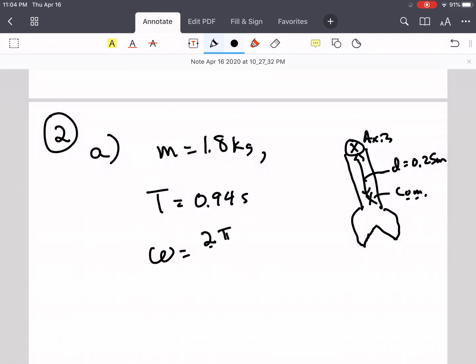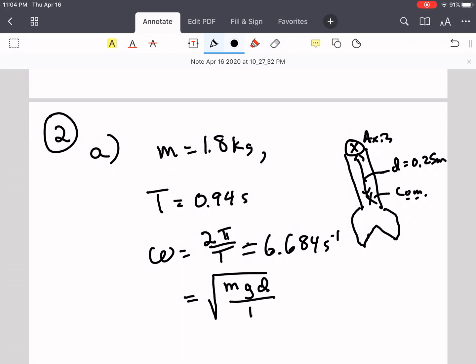Omega, your angular frequency, is 2 pi divided by T. Hopefully I did this in my notes. Let's see. I did indeed. That turns out to be 6.684 radians per second, or inverse seconds. So now I'm cooking with gas. I can go ahead and plug that in to my formula for the physical pendulum, which, as a reminder, is omega is root mgd divided by I.